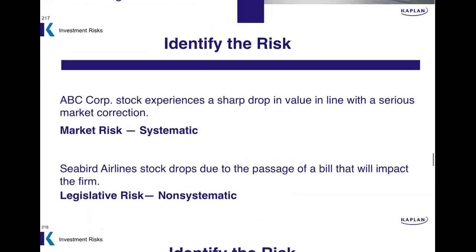So here we take a look at an example. ABC Corporation stock experiences a sharp drop in value in line with a serious market correction. Well, that's a systematic risk. We cannot avoid it. That's market risk. Seabird Airlines stock drops due to the passage of a bill that will impact the firm. This is a legislative risk. This is non-systematic. We can avoid this if we hadn't bought a specific company's stock.